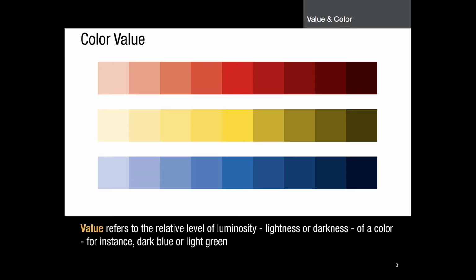So we talked about this in the last lecture on color, and again down the center here you have the pure hue of red, yellow, and blue. As you add white to the left you get tints, and that's a lighter value. As you go to the right you add black and you get a darker value, that's a shade.